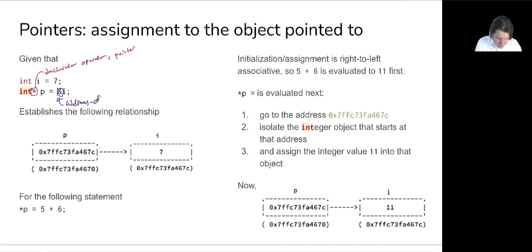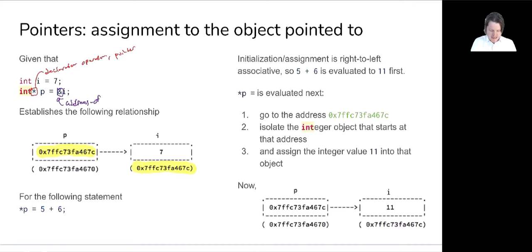Pointer. That's what's saying P is a pointer to an integer object and not just an integer object. So this establishes the following relationship as we talked about earlier. P is going to store the address of I. Now let's consider the following statement. 5 plus 6 is assigned to P dereferenced.